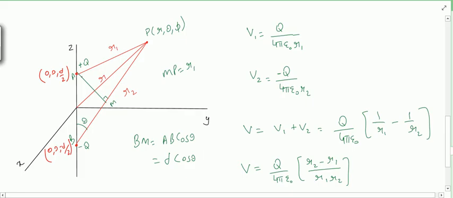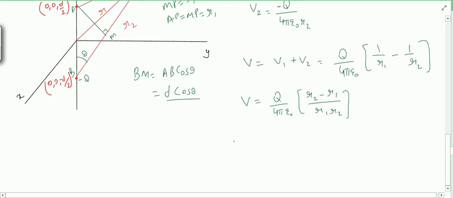By drawing this perpendicular, AP and MP will be equal to r1. So this distance will be remaining, so r2 minus r1, in place of r2 minus r1 I can write d cos theta. I can write d cos theta divided by 4 pi epsilon naught r1 r2.